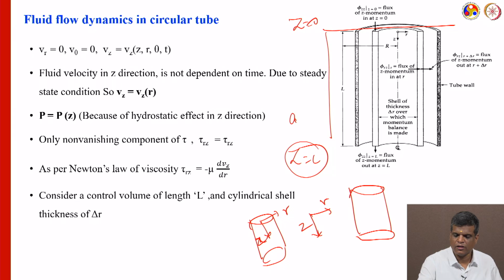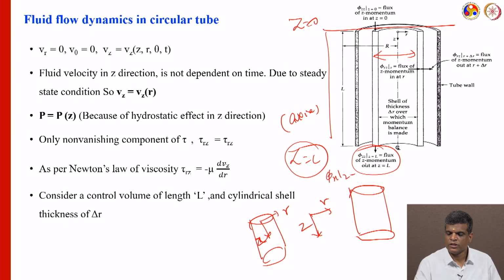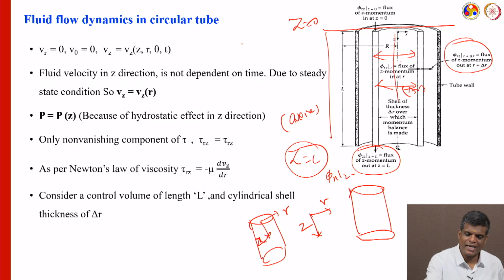And this is the axial direction. Then what is happening in the radial direction? At this point at the wall, what is the value of the momentum flux tau r z? In the same way, at the center point, what is the value? The thickness we write as delta r, whereas previously the thickness was always written as delta x, but here the thickness is delta r.